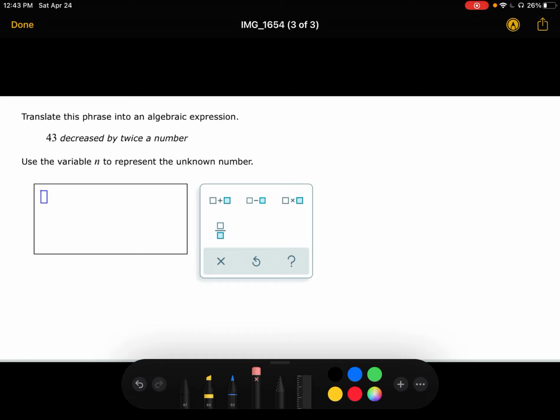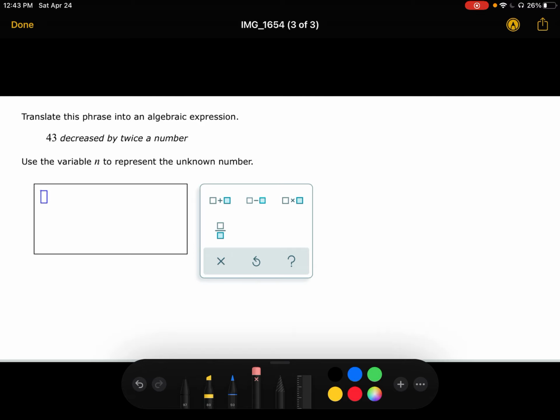So 43 decreased by twice a number, and it says use the variable n. So it says twice a number. This number thing right here is saying, don't just throw a number in there. It's saying you don't know what that number is, but you can solve for it. But we're just going to say n for what that number is. Sometimes it might change when you do your questions, your quiz, but just look for that one to make sure it hasn't changed. A lot of times it's X, sometimes it's like V or whatever, but in this specific question, we're going to use the one N.